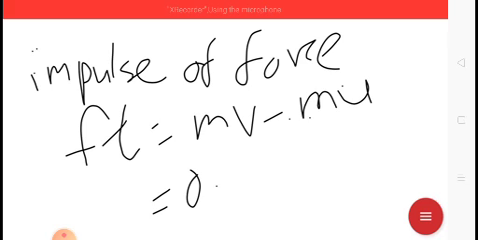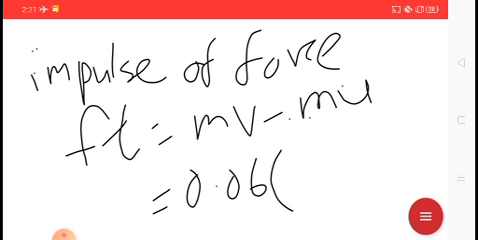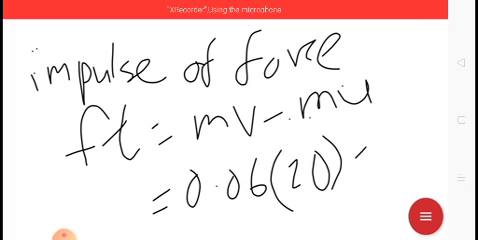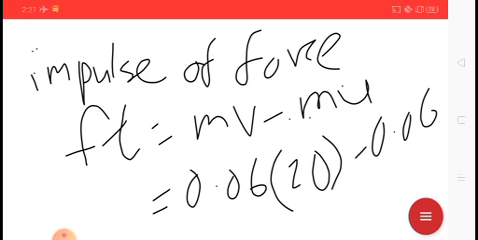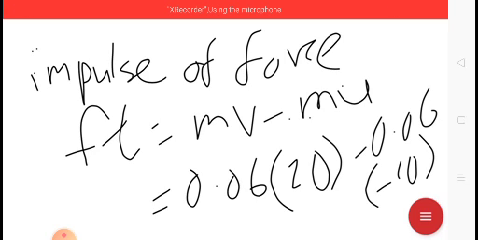So you have 0.06, the final is 20, and minus 0.06 times the initial. They are in different directions, so we assume the direction going out is positive. By this way you get the impulse is equal to 1.8 Newton seconds.